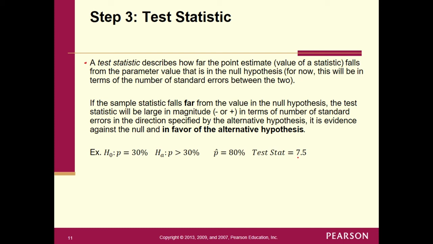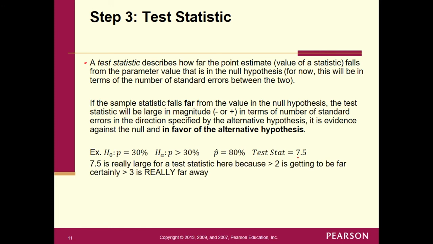Now, everything that you know about statistics, remember this is the number of standard errors away. Should anything really be 7.5 standard errors away from one another? No, heck no, right? That's really far away. So since 7.5 is really large for a test statistic, that's what it is here. Greater than 2, you're kind of getting far away in terms of standard errors. Well, greater than 3 is really far away, and 7.5 is really, really, really far away.